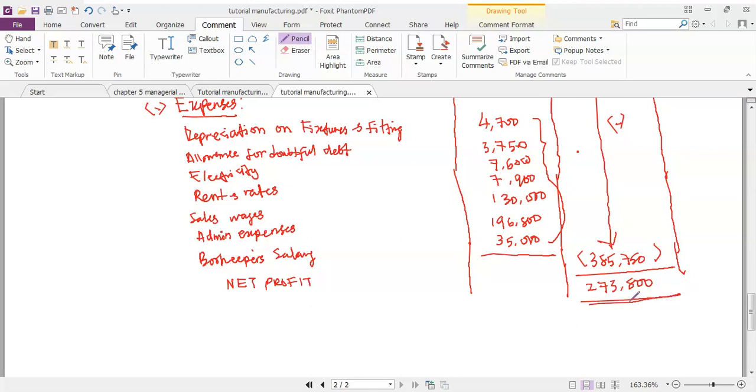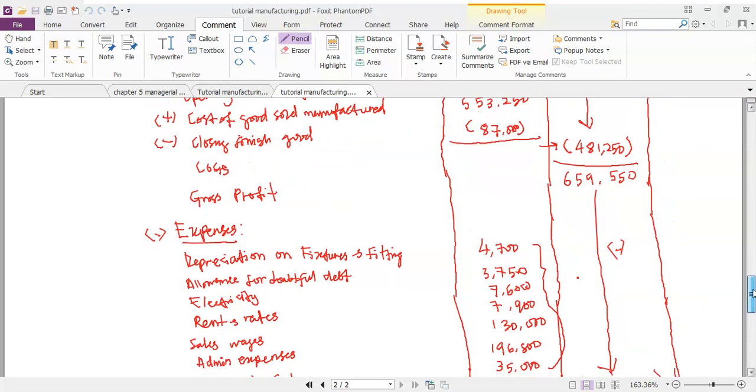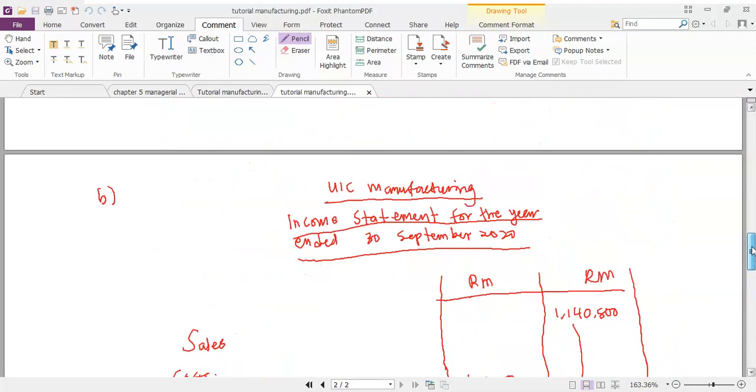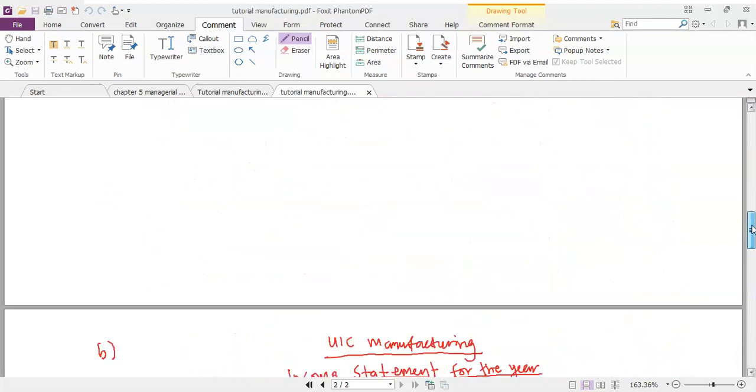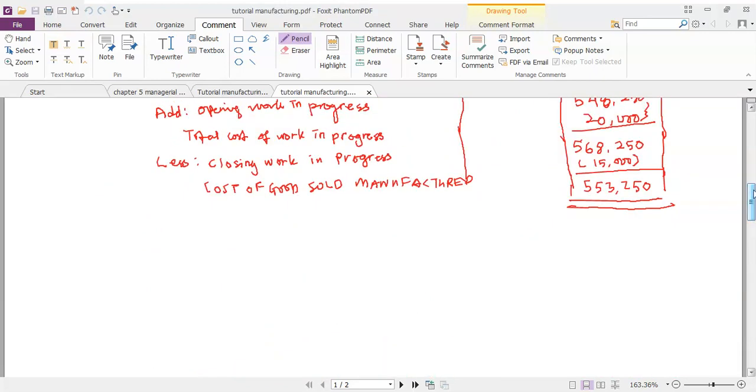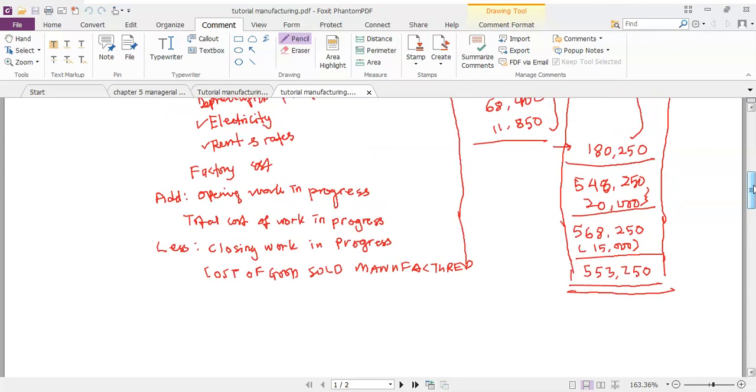Okay. So did you understand how to calculate for manufacturing company account? Is there any question? No. Okay, if there is no question, so let's end the class now. So next week we will discuss further on the chapter 5. Okay, a little bit more on the chapter 5.